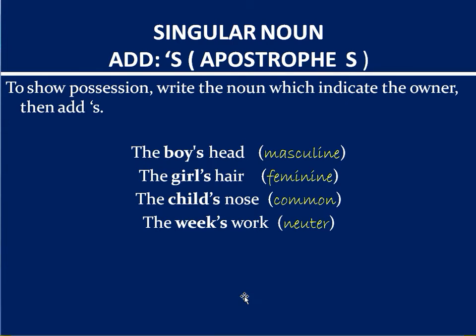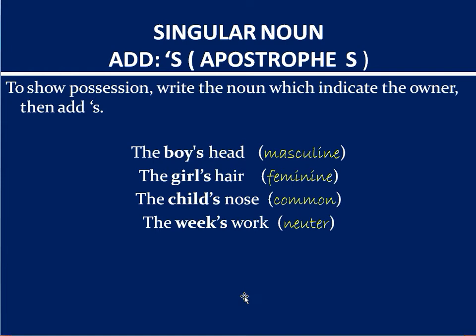Let's see what rules are followed to use apostrophe S. There are more than two different rules, but here we will learn about singular and plural nouns. To show possession, write the noun which indicates the owner, then add apostrophe S. This is the simple rule for how to use apostrophe S with a singular noun.